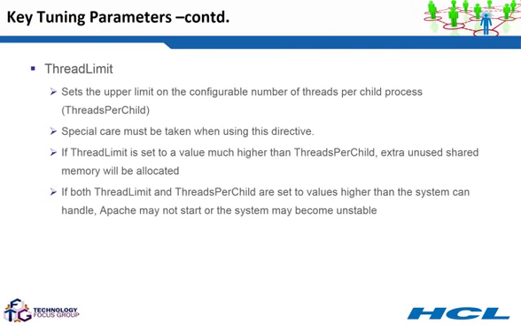If both thread limit and threads per child are set to a value higher than the system can handle, Apache may not start or the system may become unstable. So it's very important that when you are configuring these values, they should not be set too high, because that means you are allocating unused memory, and it may cause problems in your system.